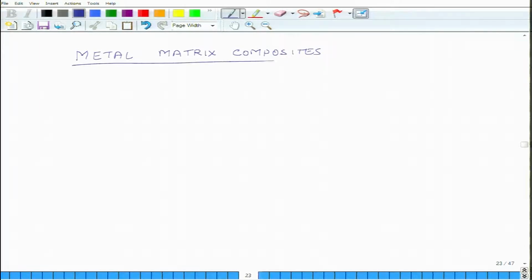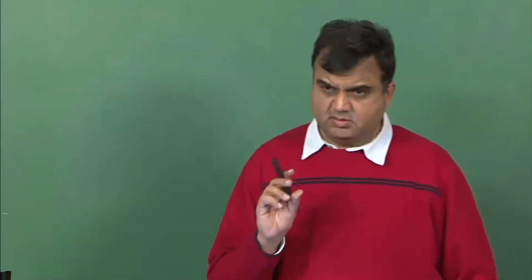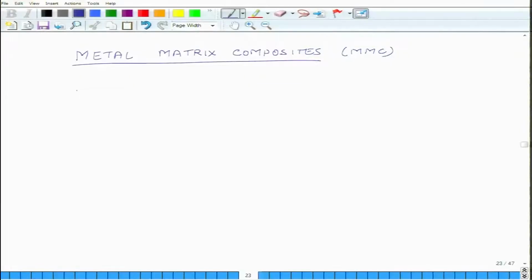Metal matrix composites, or MMCs. In metal matrix composites, we all know that metals melt at higher temperatures, so we have to use high temperatures for processing them. Broadly speaking, there are two ways to put fibers, which may be non-metallic in nature, into the metal. Your aim is to embed these fibers in a sea of metal.